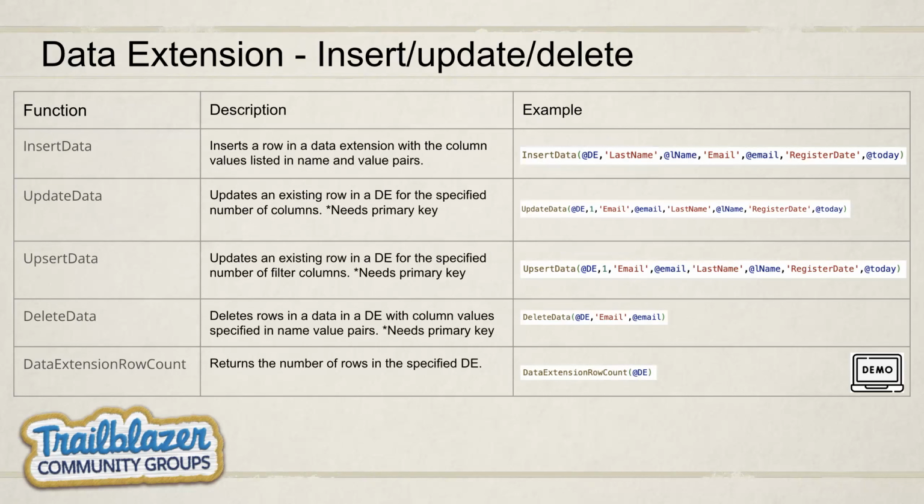Insert data. This should be pretty self-explanatory. Insert data inserts a row into a data extension with the column values listed. If you look at the example in there, it's a pretty straightforward syntax. Use insert data, parentheses open, and then the name of your data extension, which is currently a variable @DE. And then you just mention all the columns that you want to insert. So last name populated with the variable last name, email populated with the variable email, and the register date populated with the variable today.